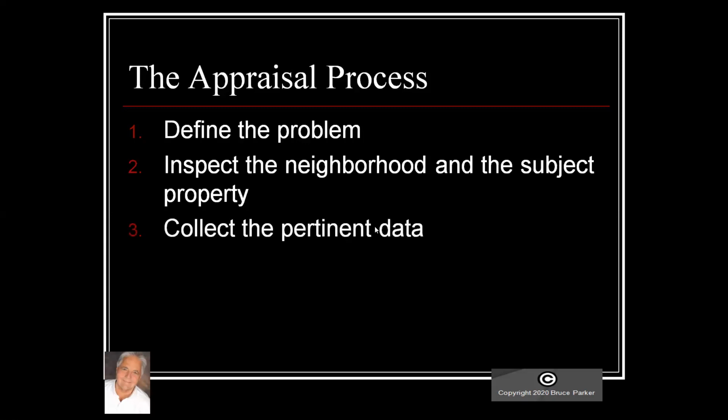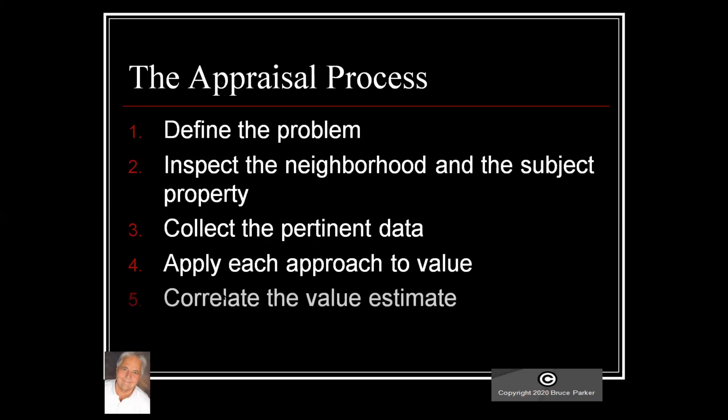Step three is to collect all the pertinent data. Comparable sales, what things rent for, how's the economy in the area, jobs going up or going down, how long are things on the market, all part of the pertinent data. Step number four, apply each approach to value. And there are three approaches to value: comparative sales method, income approach, and cost approach. And an appraiser will use each of these three approaches, and then they will make a comment on which one is the most appropriate.